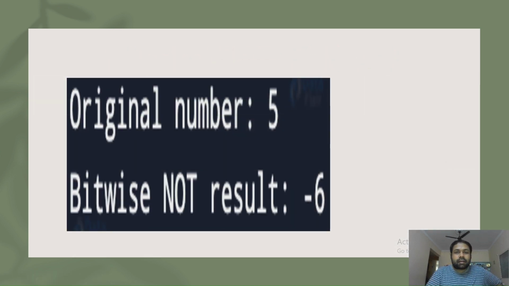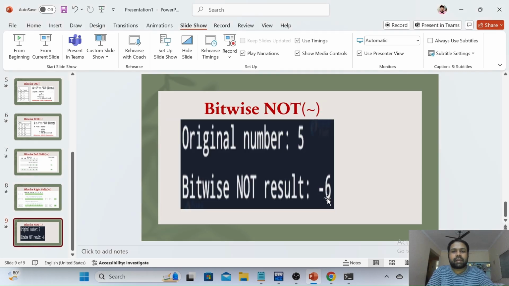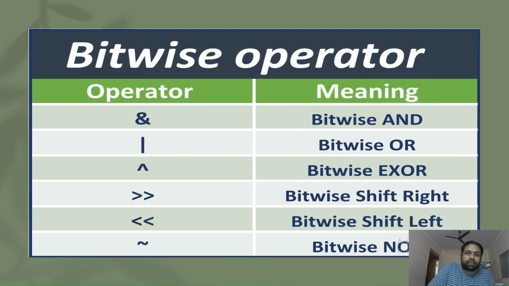And after that, at last we have bitwise NOT. This is the tilde symbol, and for this don't think much. If the input value given is 5, the output you will get is -6. If you give the value 10, it will become -11. So far we have discussed each and every operator: bitwise AND, bitwise OR, bitwise XOR, bitwise right shift, left shift, bitwise NOT.